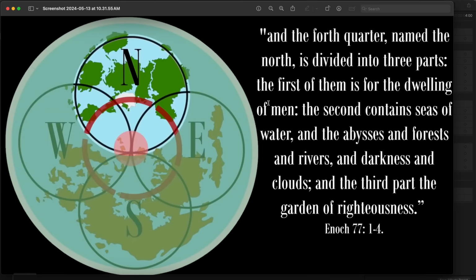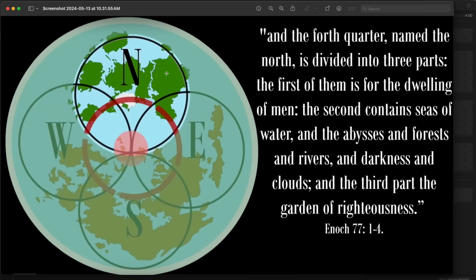Here's what it says in Enoch, verses 1 through 4. And the fourth quarter, named the north, is divided into 3 parts. The first of them is for the dwelling of men. The second contains seas of water. Now, first of all, let's take what Enoch is saying literally. It's divided into 3 quarters. Here's your first quarter up here.